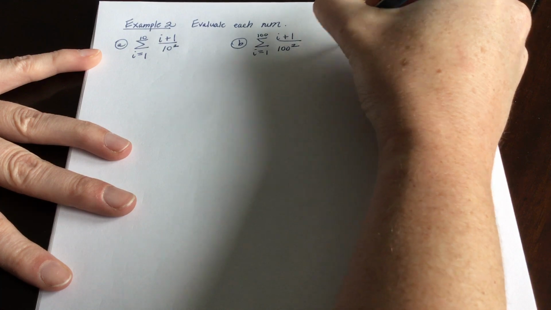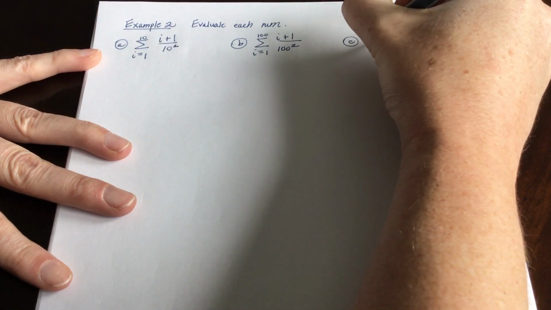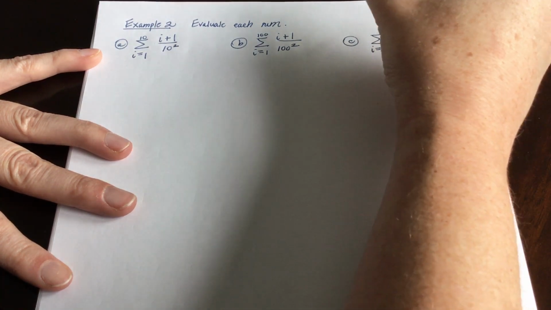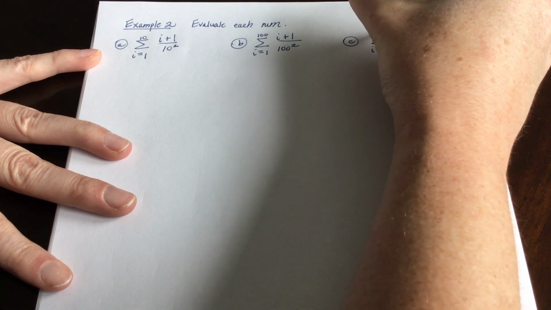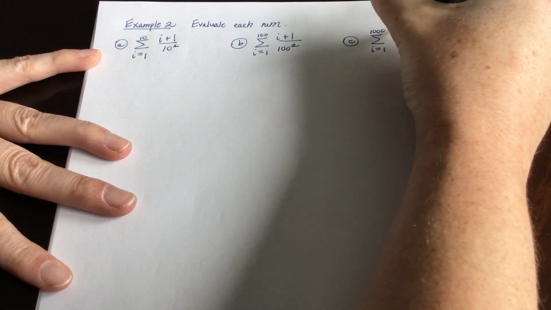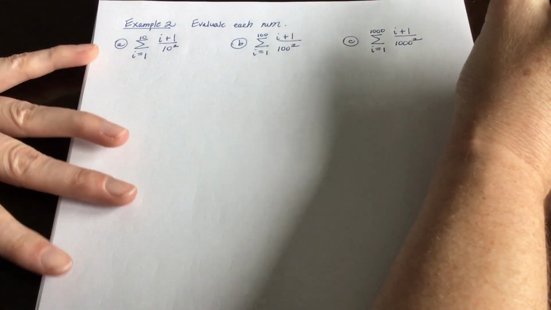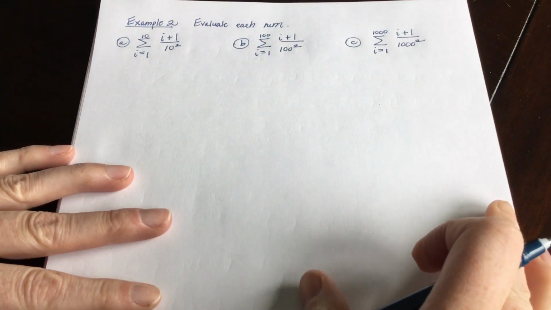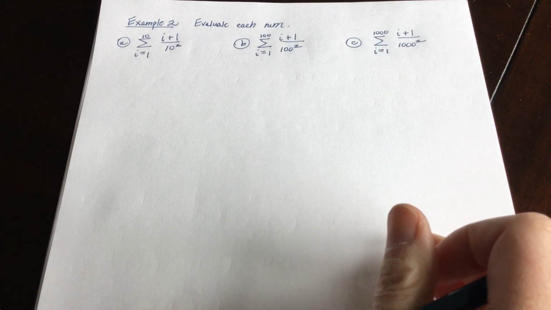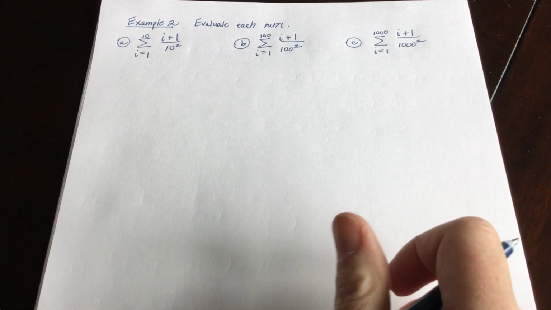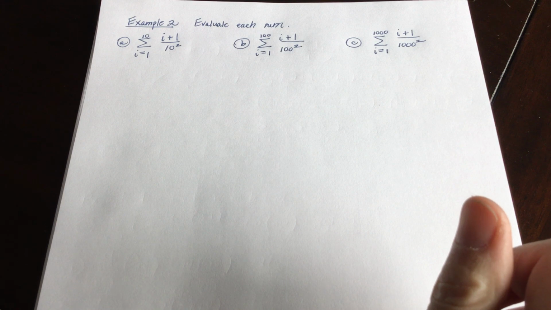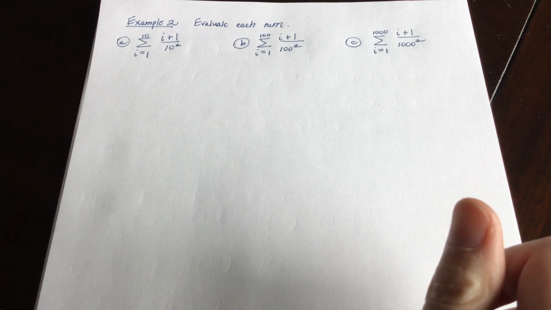And then part C, let's do the sum as i goes from 1 to 1,000 of (i plus 1) over 1,000 squared. Okay, for this problem, if we were in class, I would give everybody time to brainstorm on it and maybe even have you work in partners. And here's what you would find out.